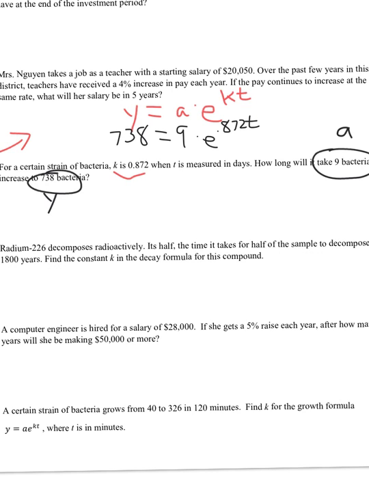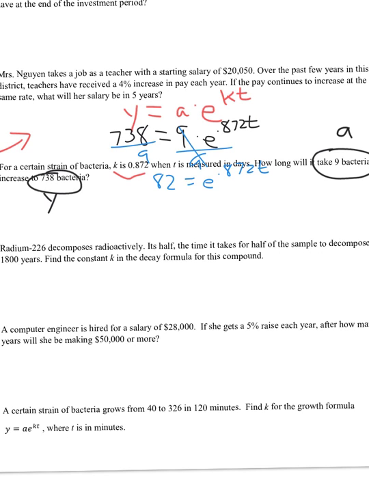Now, when we're going to solve this, this one is dealing with base e, so eventually, when we're trying to solve for t, which is up there in the exponent, we've got to get base e alone first. This is why we went through all those steps to solve. So we're going to divide both sides by 9. If I take 738 divided by 9, that's 82. And that's equal to e to the 0.872 t power.